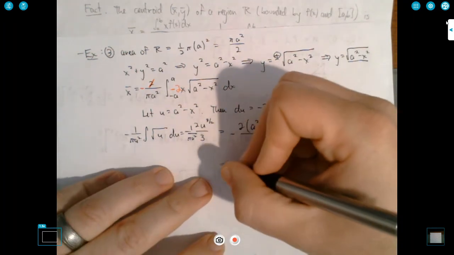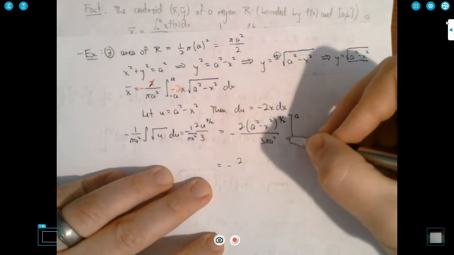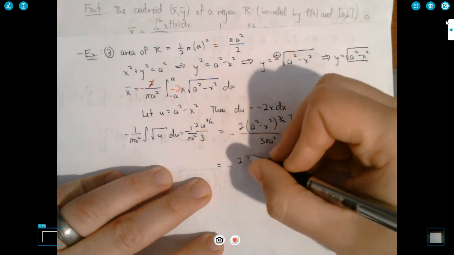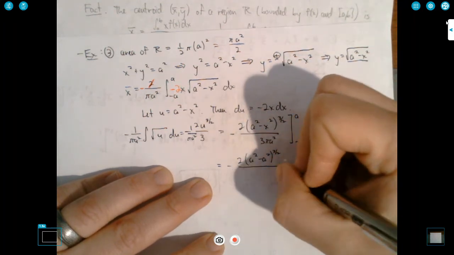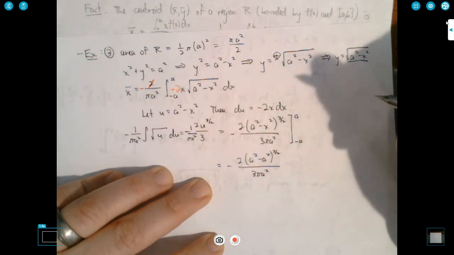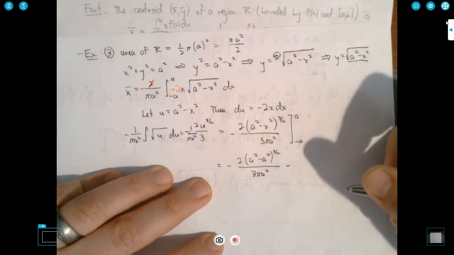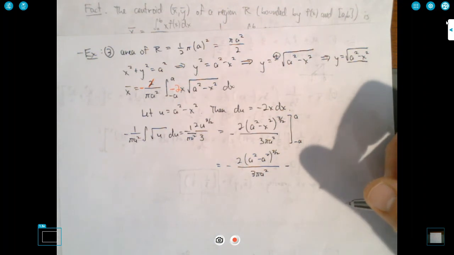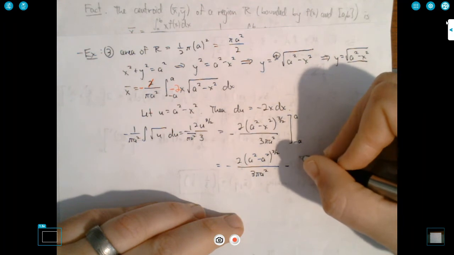Goodness gracious. Well, let's see. So I'm going to have negative 2. If I plug in a for x, remember I'm plugging in a to x, I get a squared minus a squared to the 3/2 over 3 pi a squared. That's going to be 0, right? So I have that minus, if I plug in negative a, man, I'm also going to get 0. That's interesting. Okay, so all of that work to get 0, really.